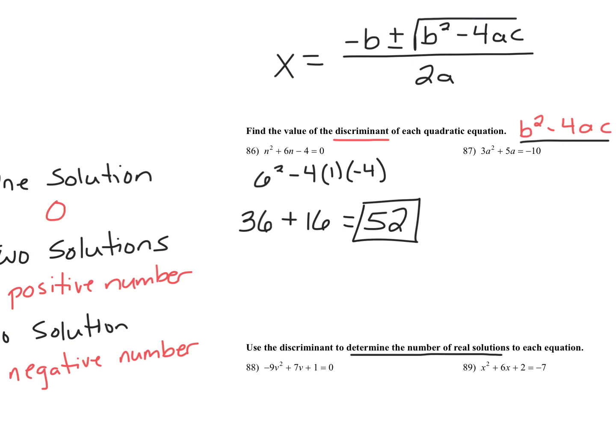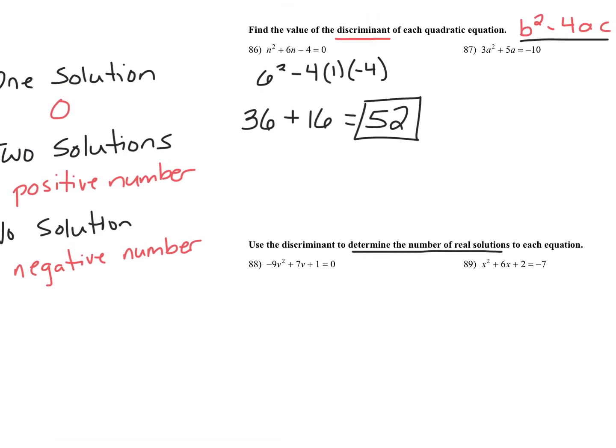Okay, for a 2 solutions, why is it a positive number? What happens when you take the square root of a positive number? You have a positive and a negative solution. Remember that plus or minus? And then square root of 0, there's only one option for that, so that's why it's 1 solution.